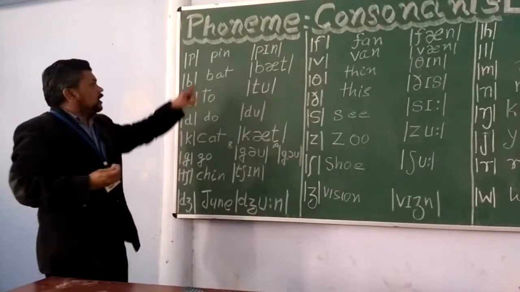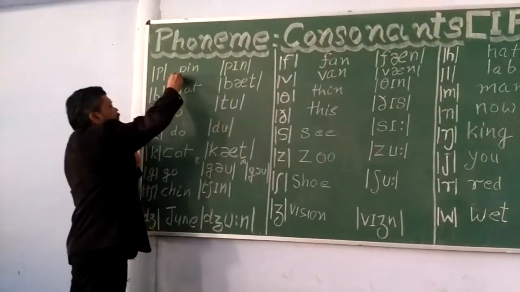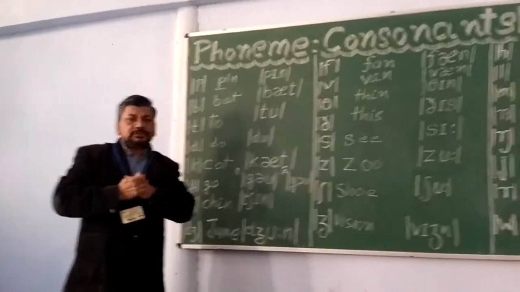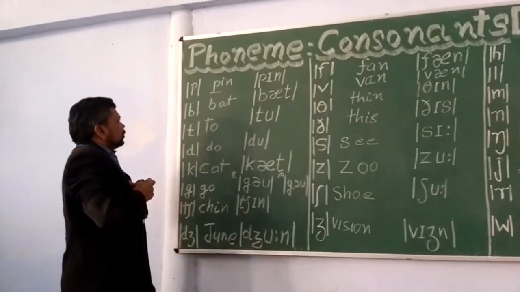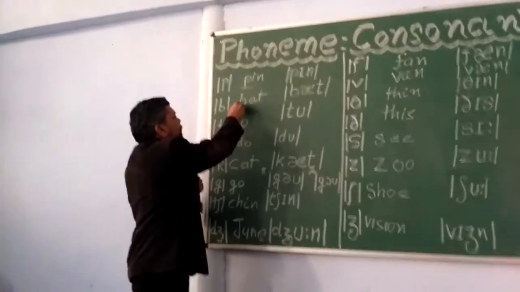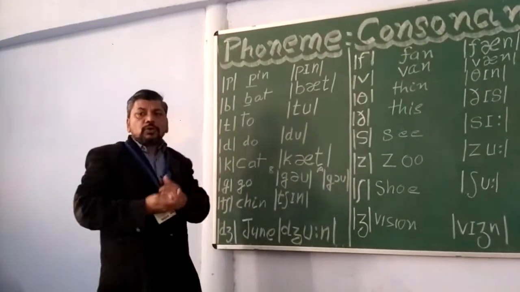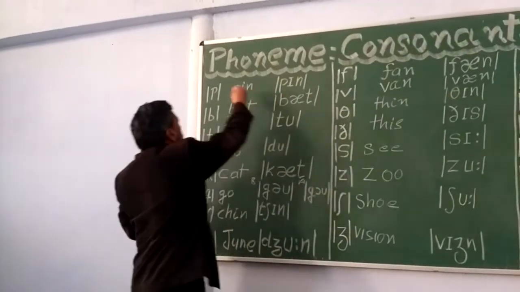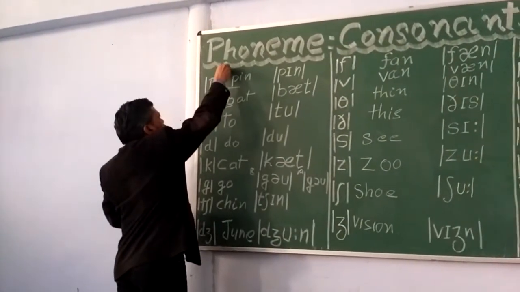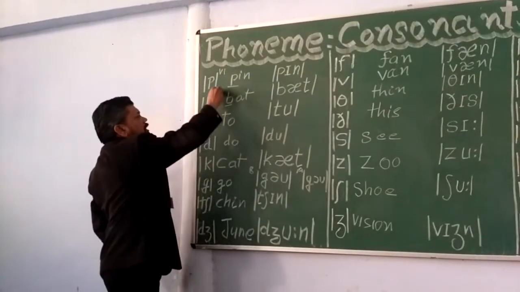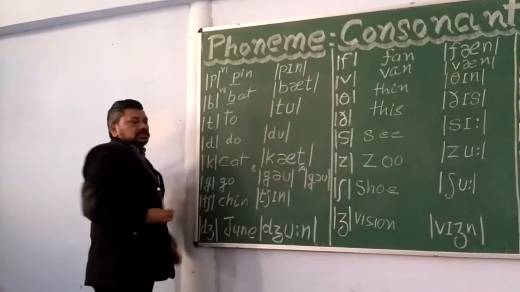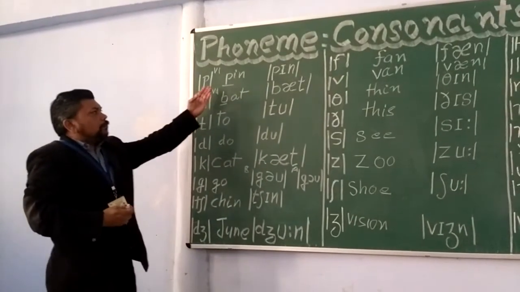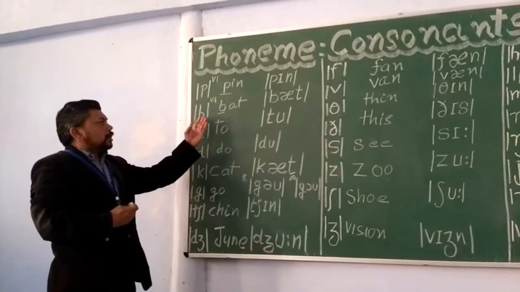While pronouncing the pa sound, there is no vibration in the vocal cords, but while pronouncing the ba sound, the vocal cords vibrate. That's why the pa sound is known as voiceless and the ba sound is known as voiced. For example, pa in pen and ba in bat.